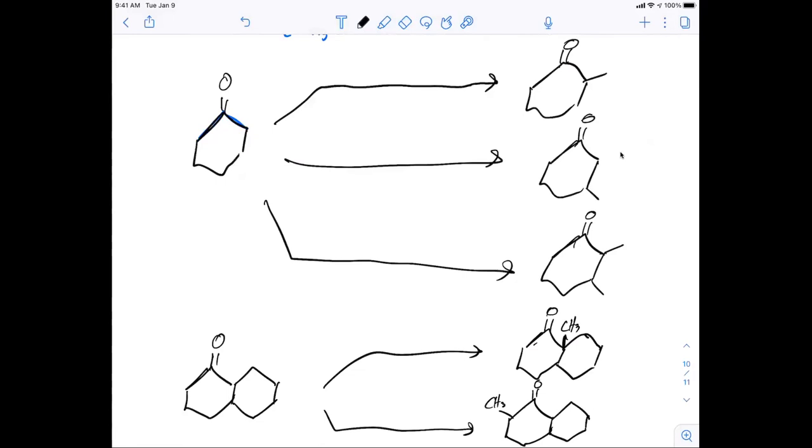Start with the same starting material. Let's add an alkyl group to the alpha or the beta or the alpha and beta. And then on the bottom one, let's add it to the most substituted side, the thermodynamic and the kinetic side.